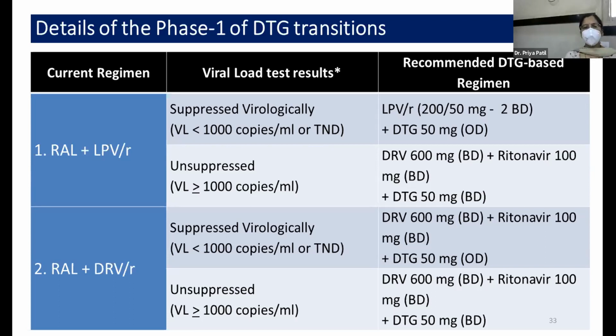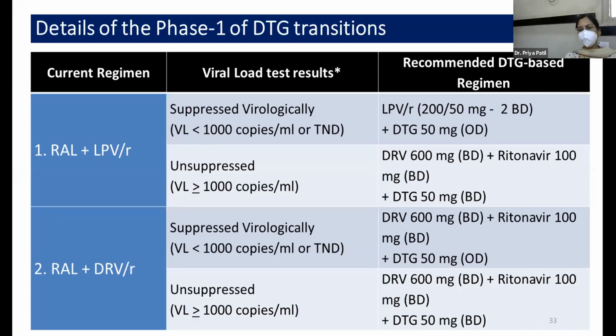However, if the viral load is more than 1000 for a regimen on raltegravir and lopinavir, it will be like a failure on this regimen. So the patient will have to be shifted to third line completely, that is dolutegravir 50 mg BD dose with darunavir 600 mg BD and ritonavir 100 mg BD.